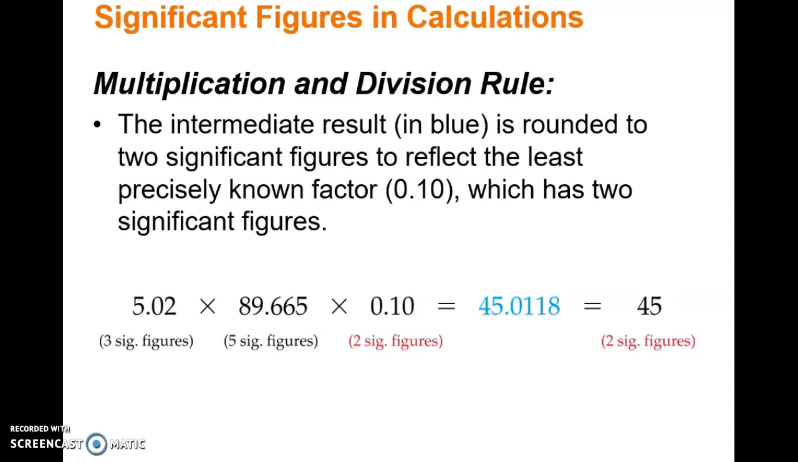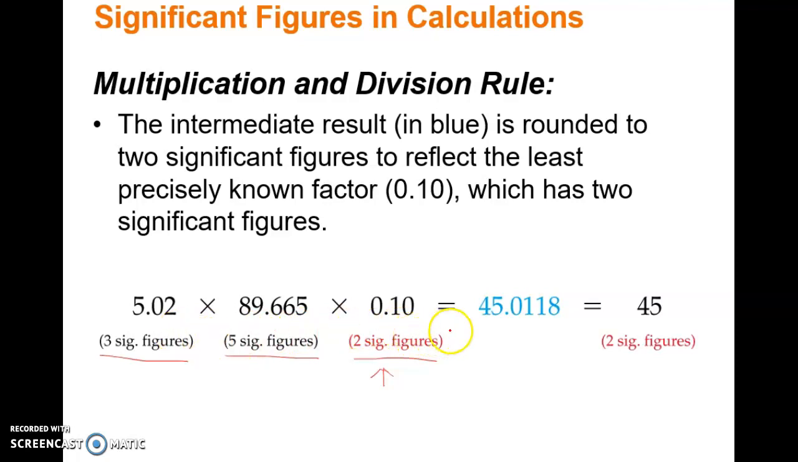So for multiplication and division, like I say, when you're doing rounding, your answer can only be as strong as your weakest value. So we have to look at what it is that we're multiplying. We look at this first one, 5.02. This has 3 significant figures. 89.665 has 5 significant figures, and 0.10 has 2 significant figures. Since our weakest measurement only has 2 significant figures, our answer can only have 2 significant figures.